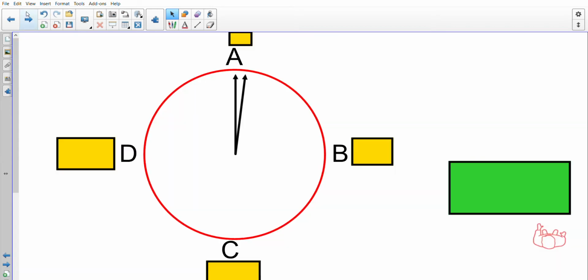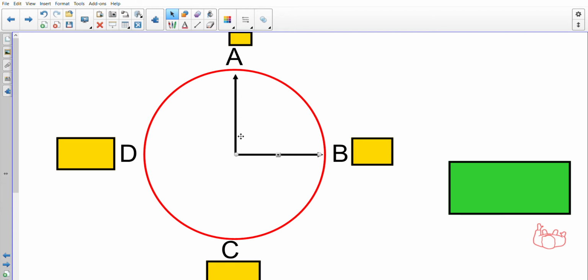So let's get started. I've got a circle here, and let's look at these two arrows here. Right, this arrow is pointing to A. It's pointing up to A. If a person's facing A and then they turn round to B, then let's just think about what angle turn they have made.